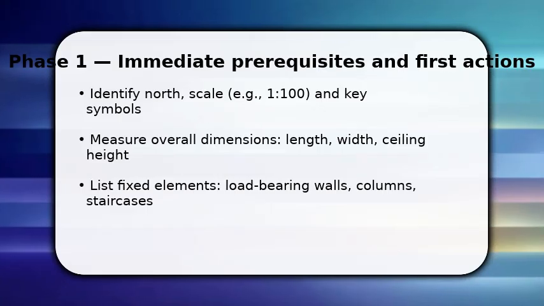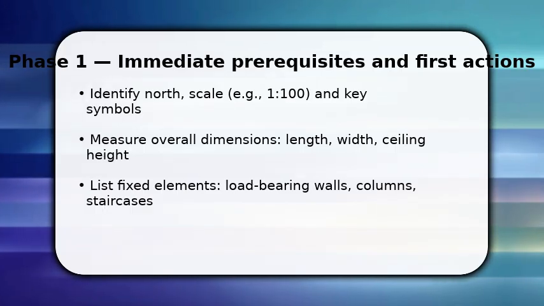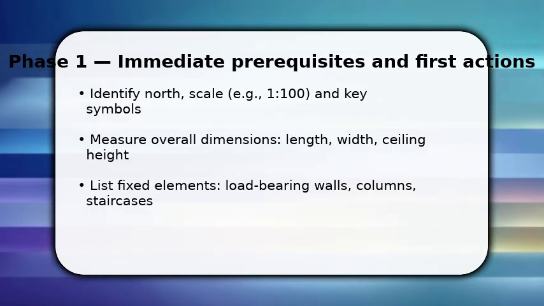You begin by orienting the plan and taking immediate measurements. Find the scale and north arrow so your mental map is accurate. Once you have scale, measure the outer dimensions and mark ceiling heights. This sets the spatial limits. Make sure to note fixed elements like load-bearing walls, columns, and staircases because they constrain layout options.